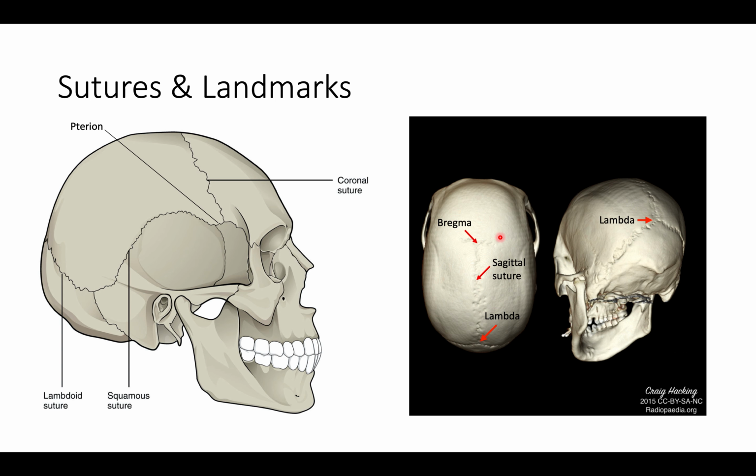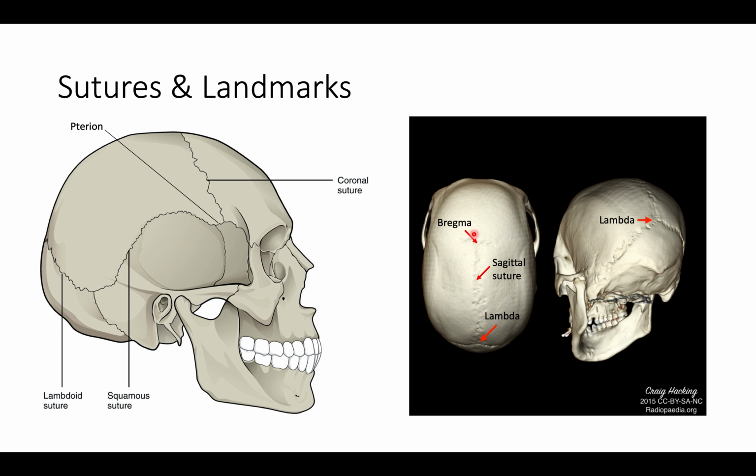So in the very front right here, we've got a coronal suture. So if you think of putting on a crown, that would be coronal. As we go back down the head is the sagittal suture, down that sagittal line. And then in the back is the lambdoid suture.